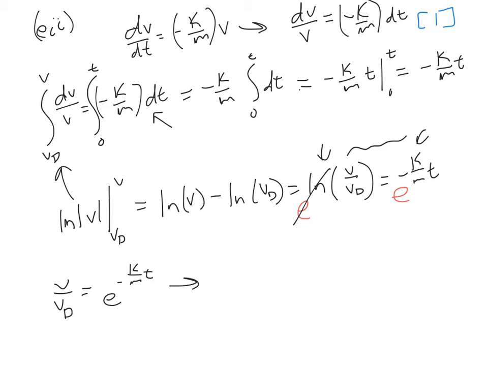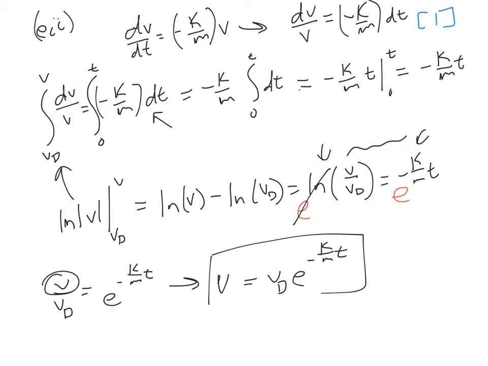Alright, I want to get this v by itself, so I multiply the v_0 over, and I'm coming up with this equation. And there's your second point. So all this work for pretty much 2 points.